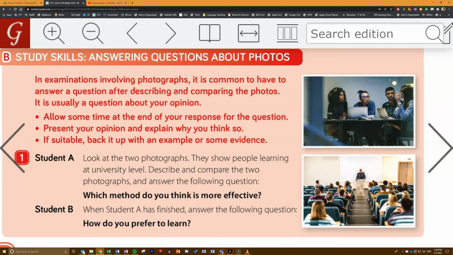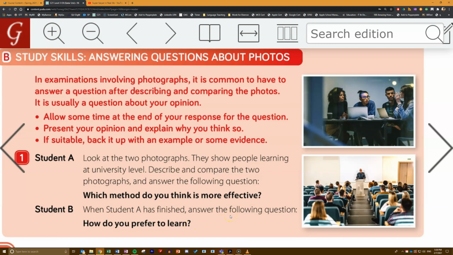When it comes to your speaking tests in this class, you may have to do something very similar, such as this, looking at the two pictures. They show people learning at university level. Describe and compare the two pictures. Then answer a following question. Which method do you think is more effective? The second student will have to answer a different question. How do you prefer to learn?